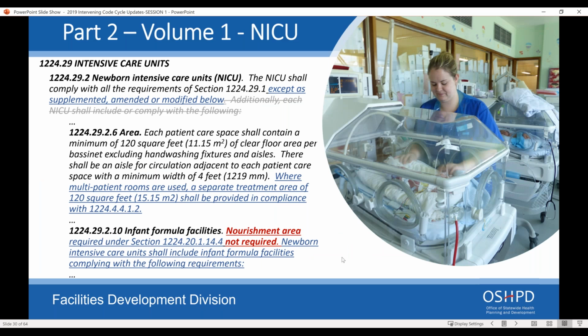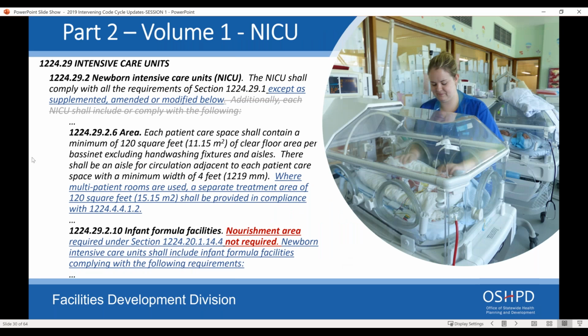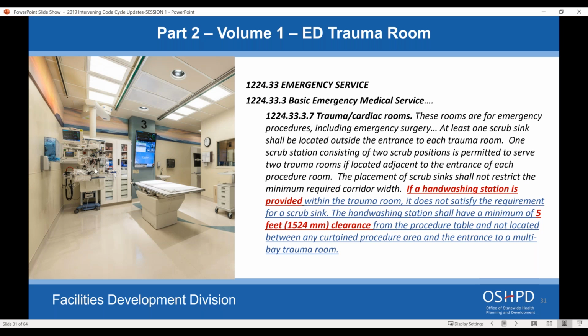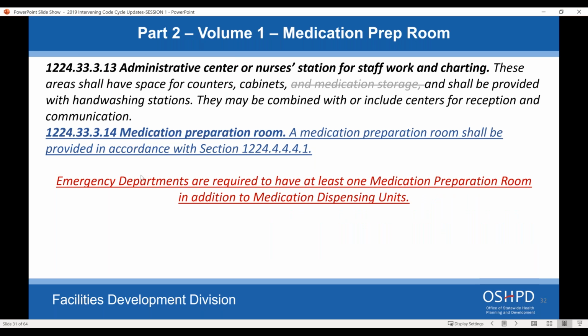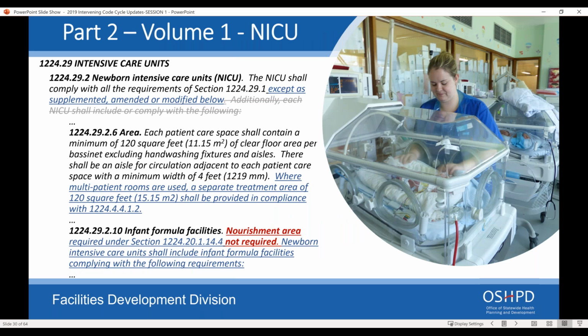For NICU, we made some clarifications. Before it pointed us back to 1224-19, or 29, excuse me, for ICU. And so we had this requirement that NICUs had all the requirements of an ICU, which is not the intent. This thing's jumping around on me, I apologize. If I hit this too many times, it jumps too far, so bear with me.